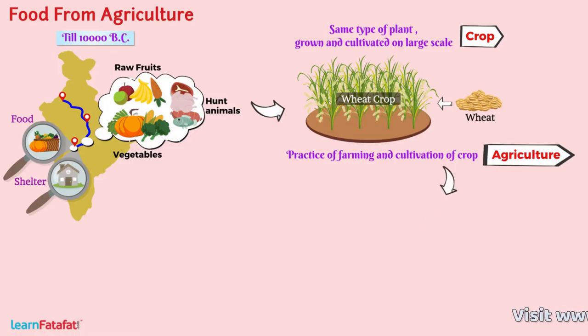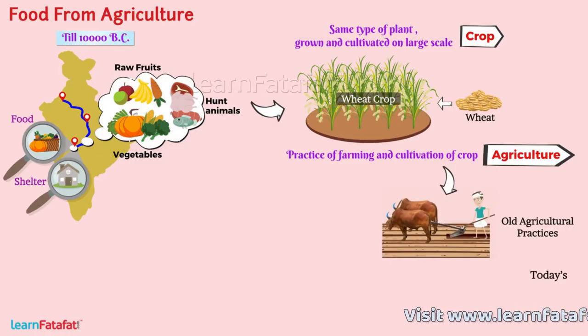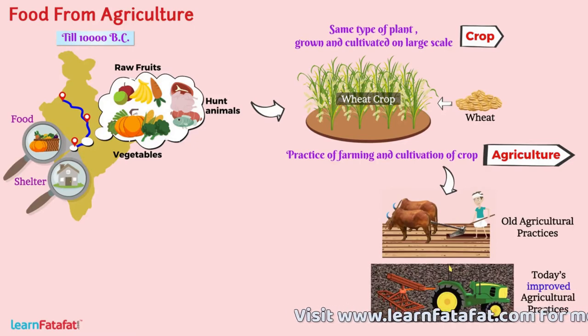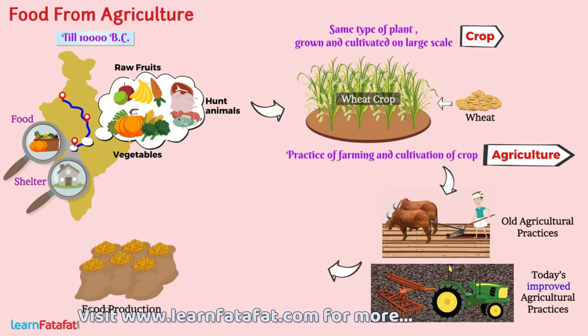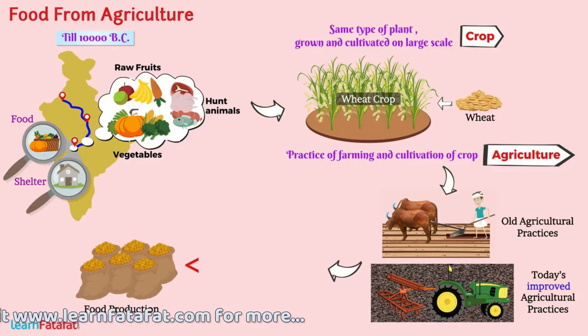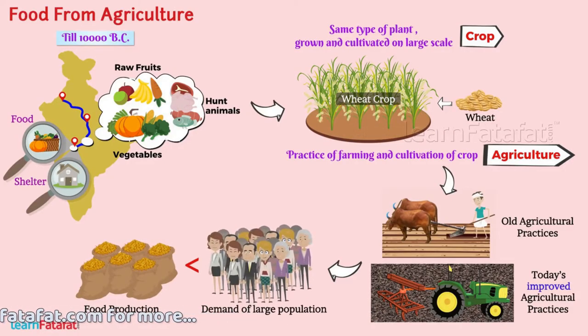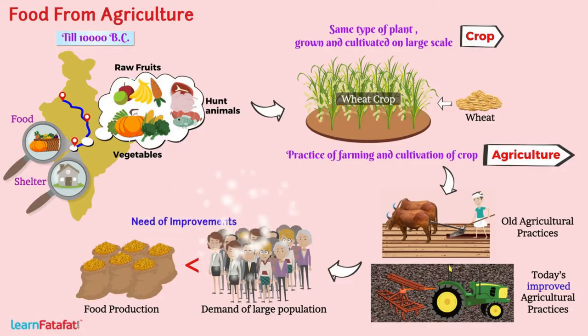As compared to age-old practices, today agricultural practices are much more improved. But still, the food production is insufficient to meet the demand of the large population. And so, there is still a need for improvements.